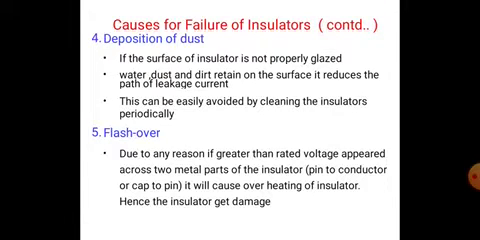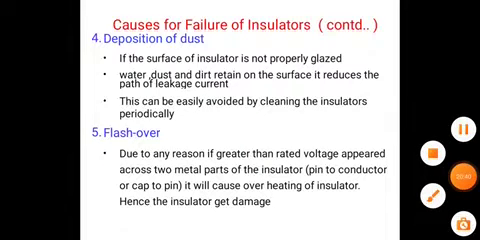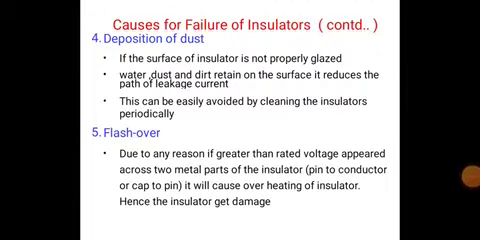And flashover. Due to any reason, if a voltage greater than the rated voltage appears across two metal parts of the insulator, pin to conductor or cap to pin, it will cause overheating and the insulator gets damaged. In flashover, an arc occurs between the line conductor and earth, that is the supporting pin of the insulator, and the discharge jumps across the air gaps in its path. When a breakdown due to flashover occurs, the insulator will continue to act in its proper capacity after the event, unless fractured by the heat of the arc.